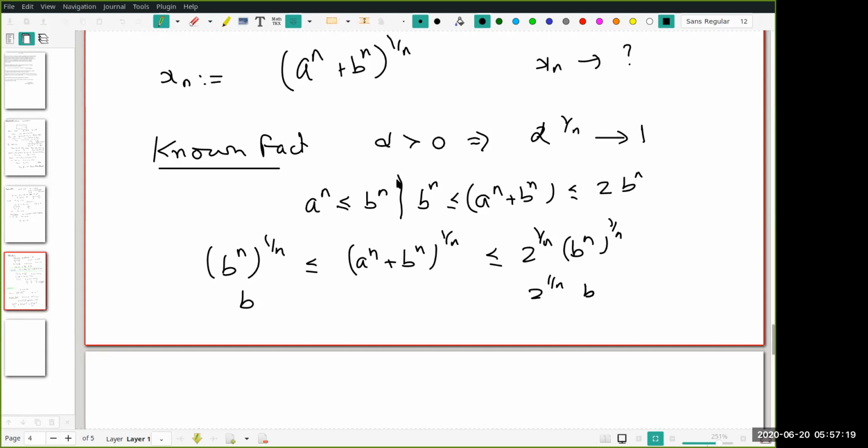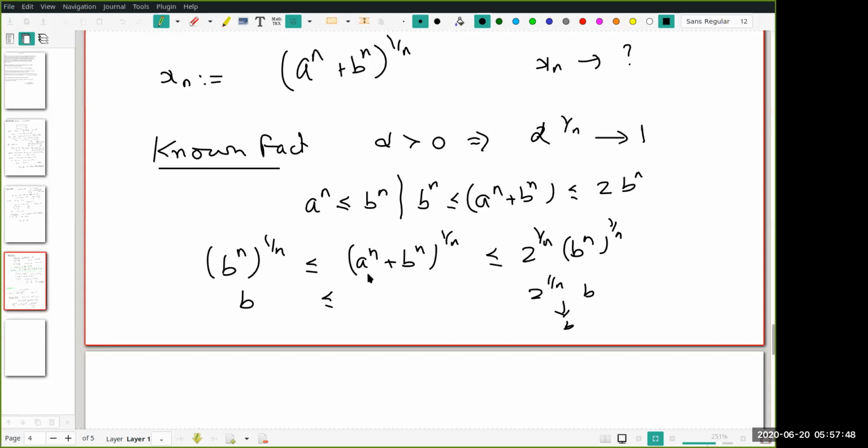Now, let's look at the known fact. It tells me if alpha is positive, then alpha to the power 1 by n goes to 1. Therefore, 2 to the power 1 by n, where does it go to? It goes to 1. Next, by the algebra of convergent sequences, the sequence 2 to the power 1 by n converges to 1. This is a constant sequence, B, which converges to B. Therefore, the product sequence converges to B. So, this sequence converges to B. This is the constant sequence B.